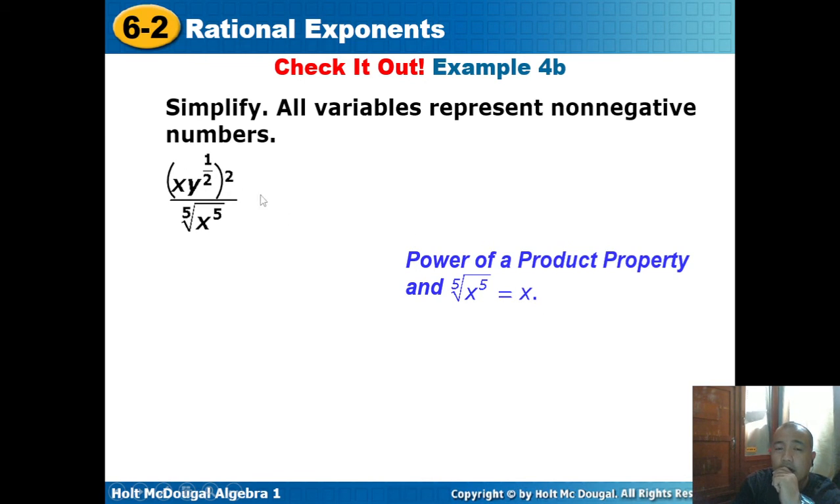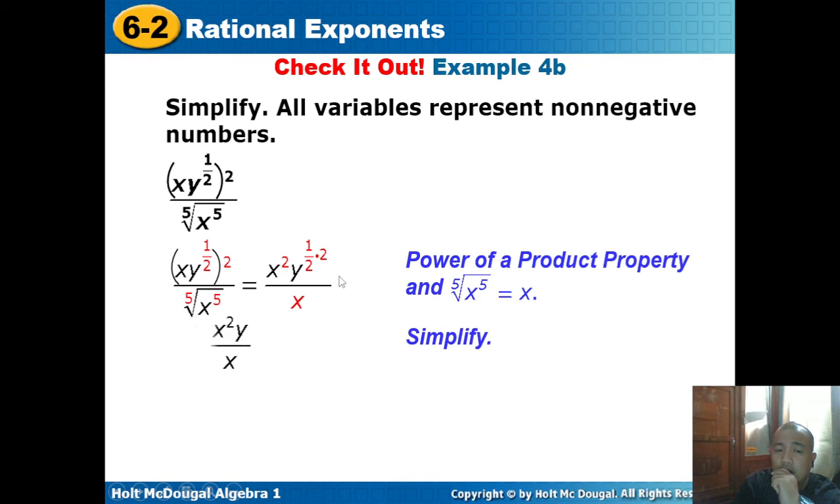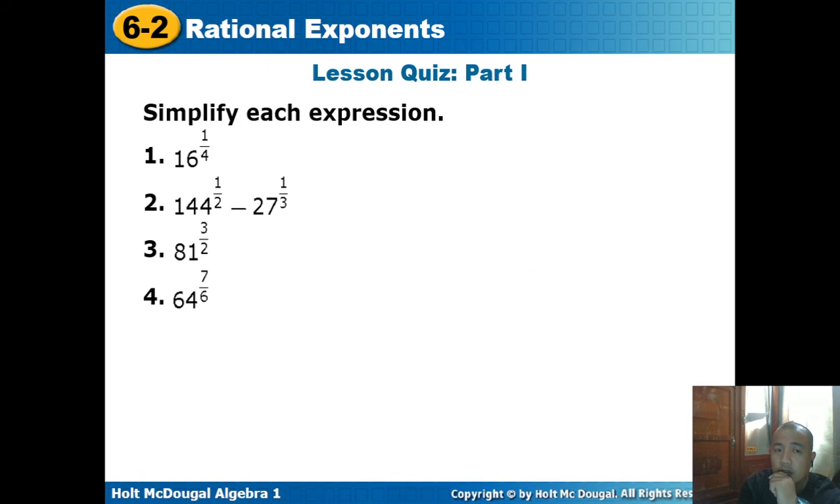Here, by the power of a product property, it becomes x squared y. Multiply their exponents. Yes, x squared y over x. Then by the quotient rule, x squared divided by x means you subtract the exponents. So the final answer is x y. Yes, 2 minus 1 is 1, so x raised to 1 is x. x y is the final answer.